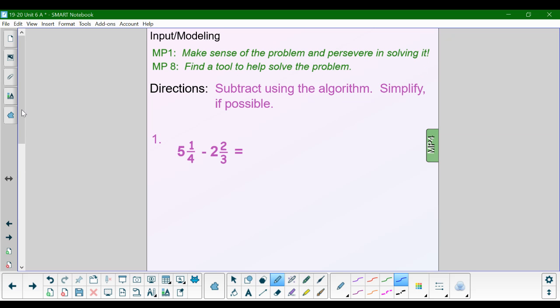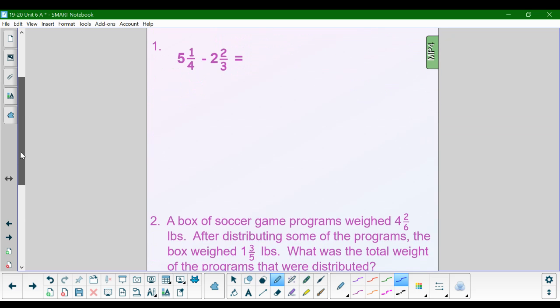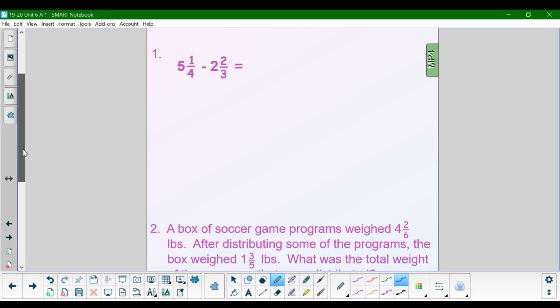So again, we want to make sense of our problem, persevere in solving it, and for math practice number 8, find the correct tool and use it. So first problem, I have 5 1/4 minus 2 2/3. Like I said, we're going to go ahead and start with an area model method.